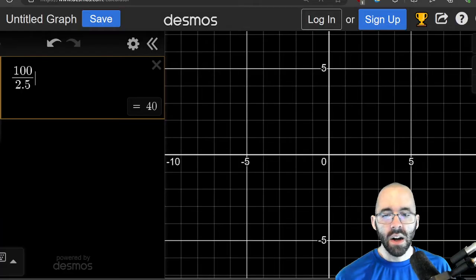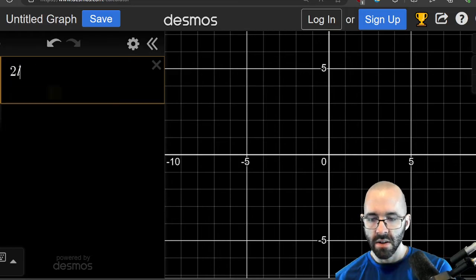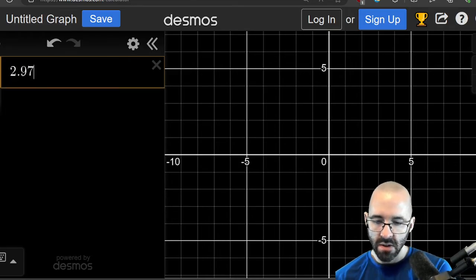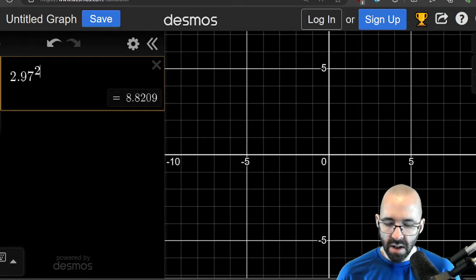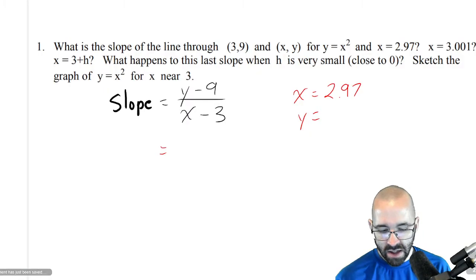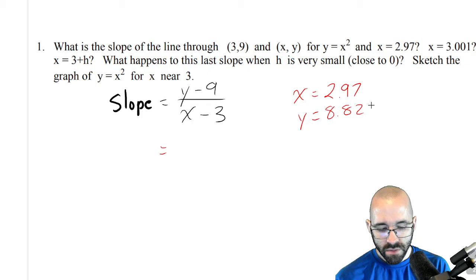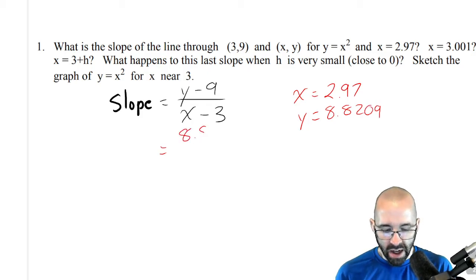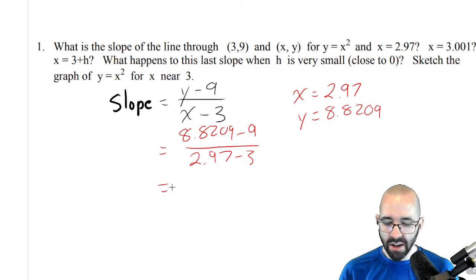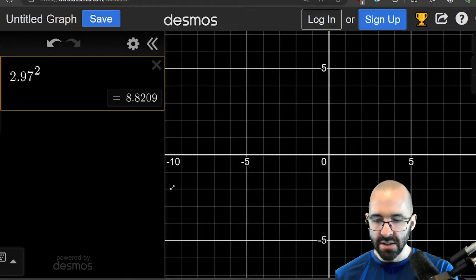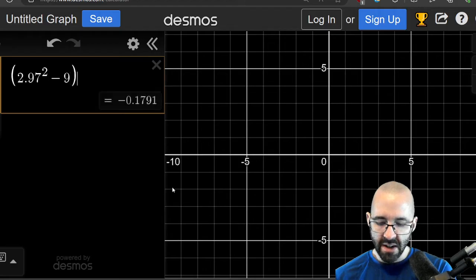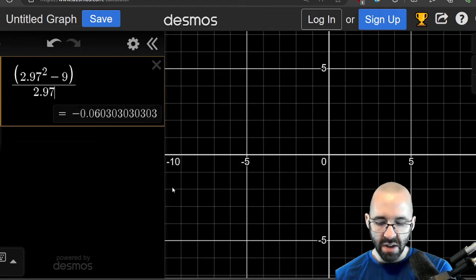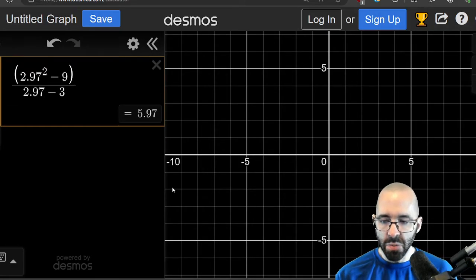So let's go to our calculator. What's 2.97 squared? 8.8209. And we can find our first slope. It'll be 8.8209 minus 9 over 2.97 minus 3. We'll type that into a calculator. This minus 9 divided by 2.97 minus 3. We're going to get 5.97.